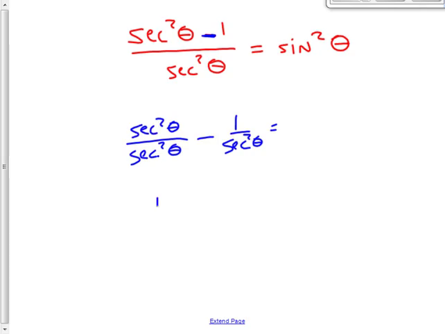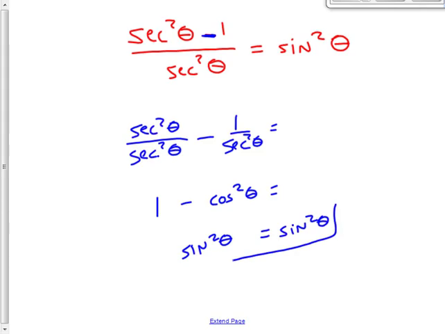Secant squared over secant squared is 1. 1 over secant squared is actually cosine squared. Well, 1 minus cosine squared is a Pythagorean identity. So when I go to my chapter 2 resource sheet, I see that 1 minus cosine squared actually is sine squared. And now I end up with sine squared is equal to sine squared, which is the end of my proof, and I'm done.